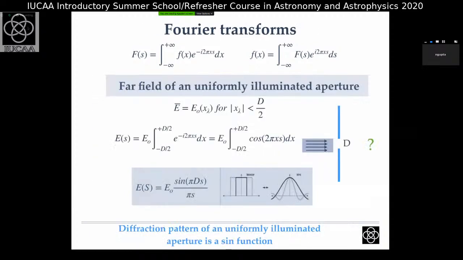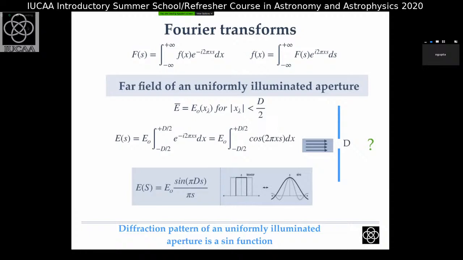So let us take a very simple case of a uniformly illuminated aperture, right? That's the case we were trying to understand. Just think of it like a single slit or something where it's uniformly illuminated here like E naught, and D is the size of the slit. So anything outside this, the response is 0. So what I need to do, I just take this first Fourier transform expression, I substitute this function here, and if I do this simple mathematics, I find that the Fourier transform turns out to be E naught times sine pi D s over pi s. This is nothing but the sinc function.